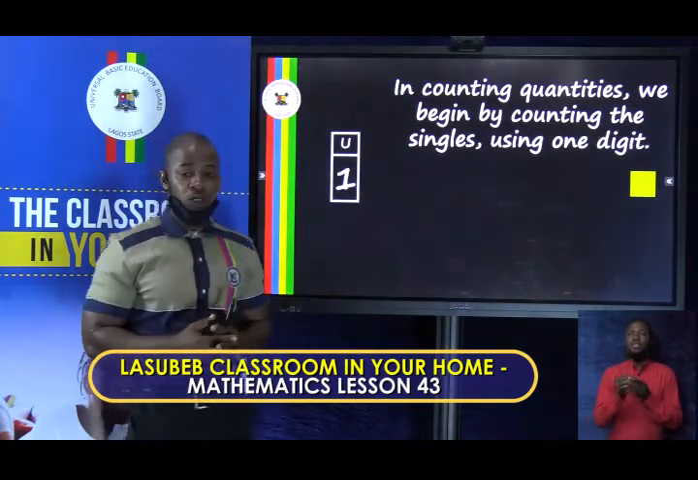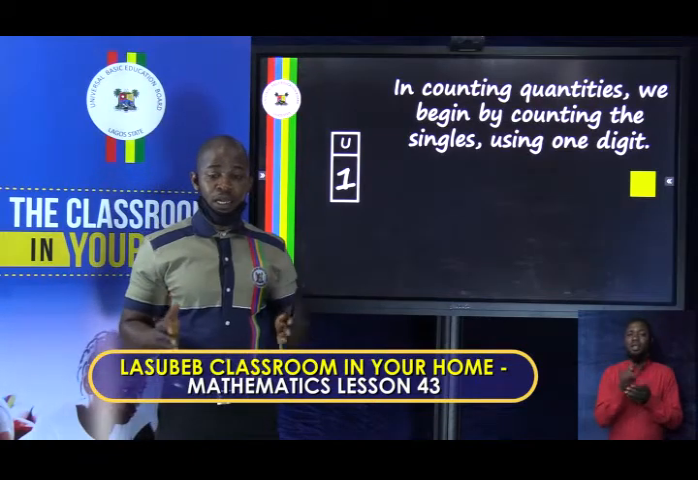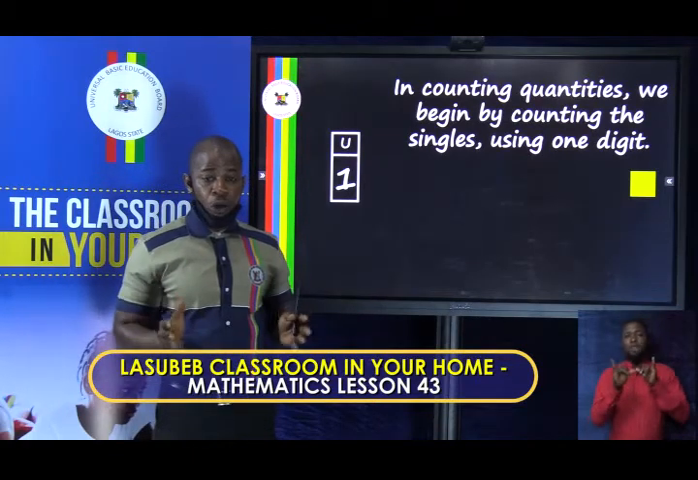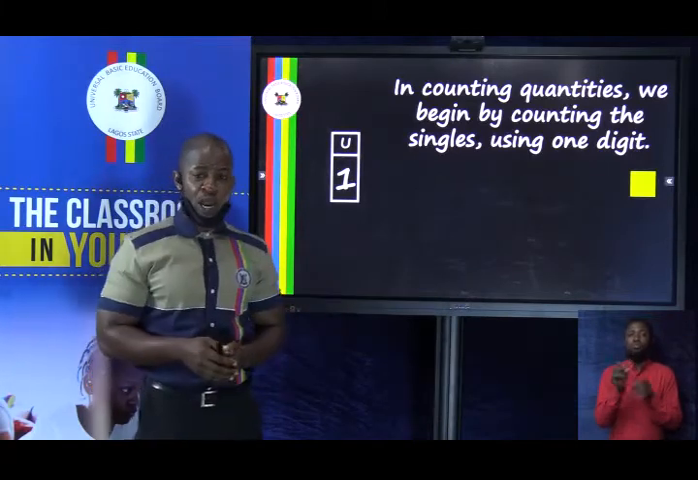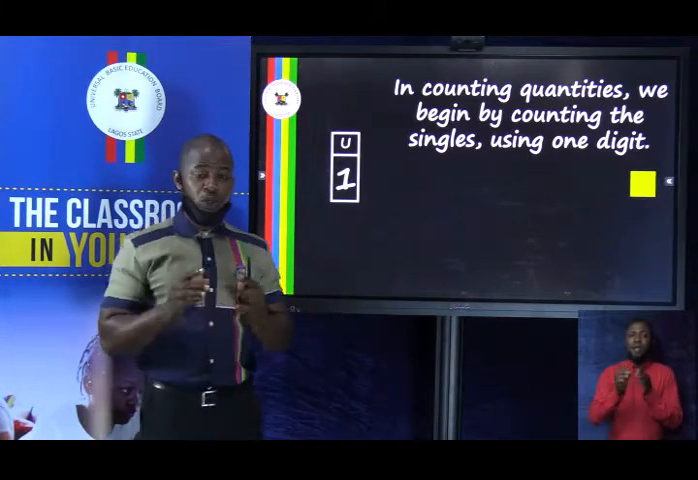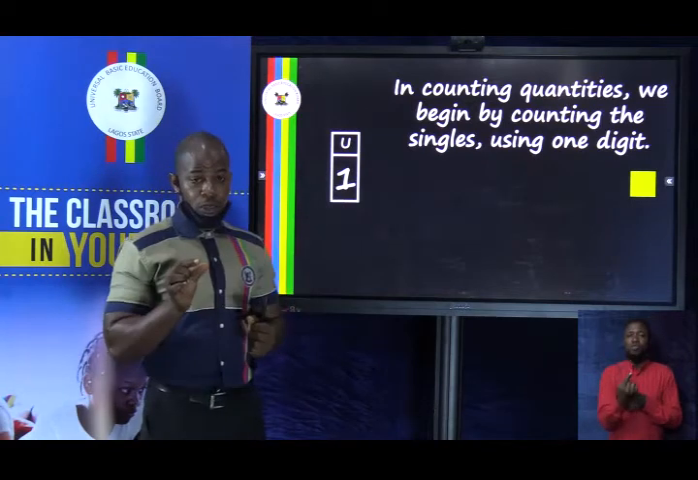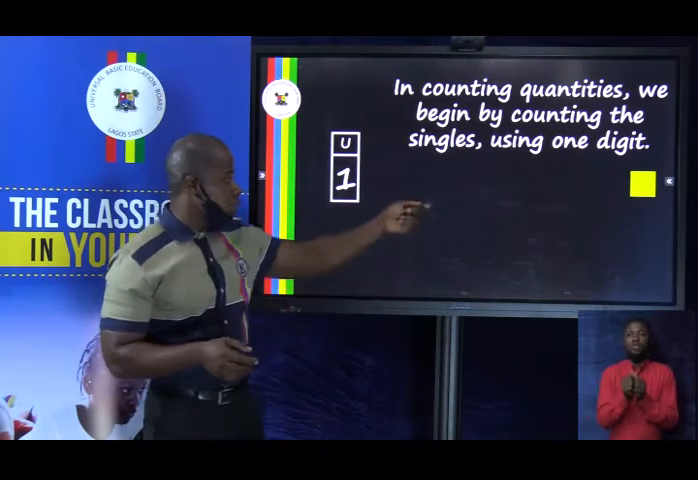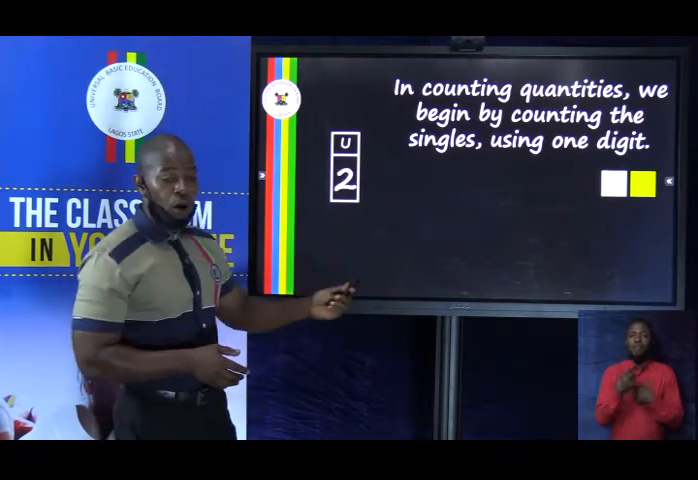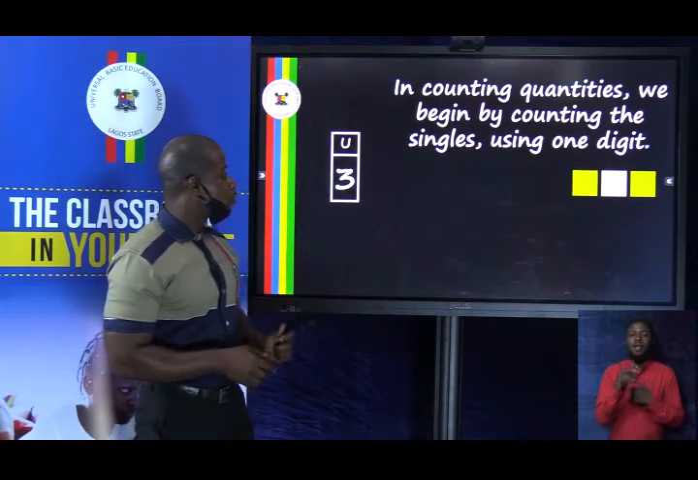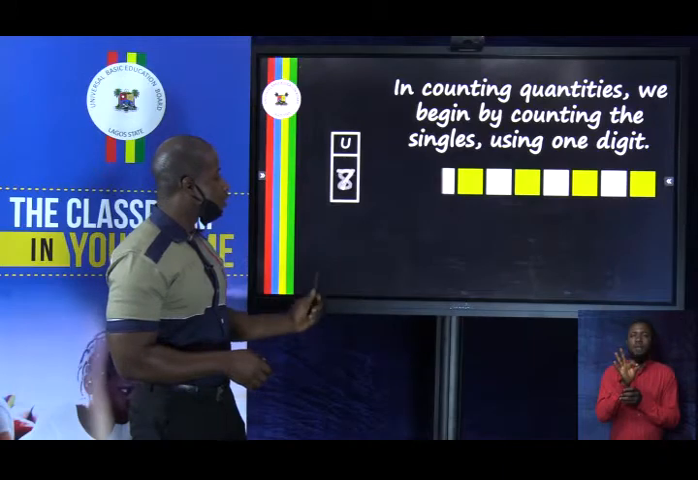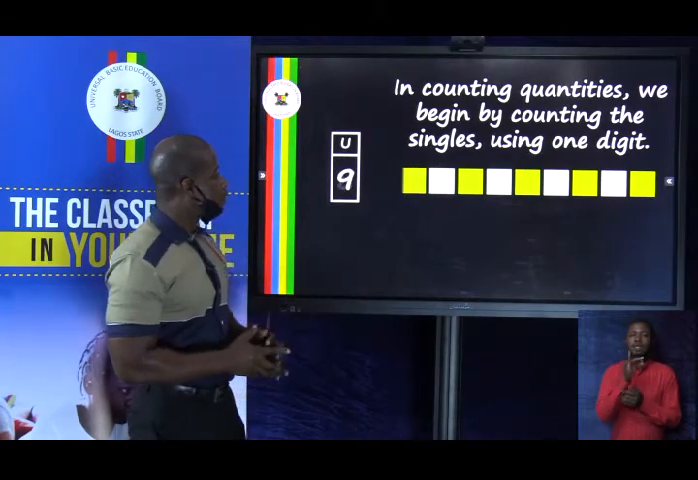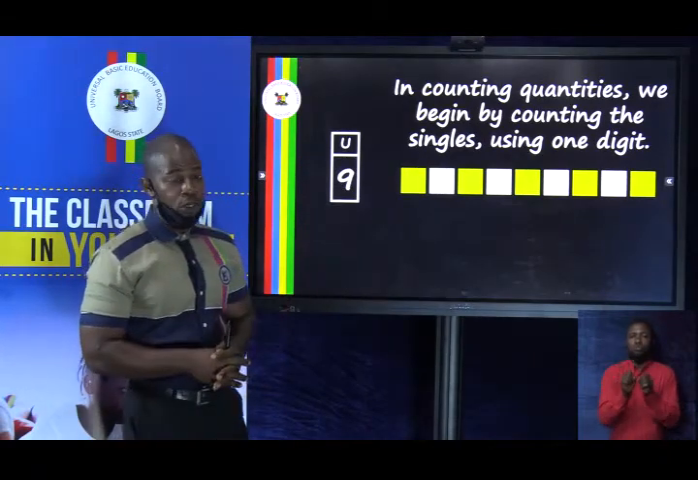When we are counting quantities, things that can be counted or measured, like oranges, like your pens, in this case, I'm going to use a square. When you're counting quantities, we use single digits to begin with. Start with 1, so that's 1 square. Then you have 2 squares, and then 3 squares, and then 4, 5, 6, 7, 8, and 9. And here are 9 small squares.